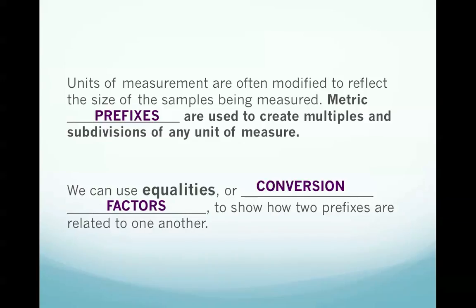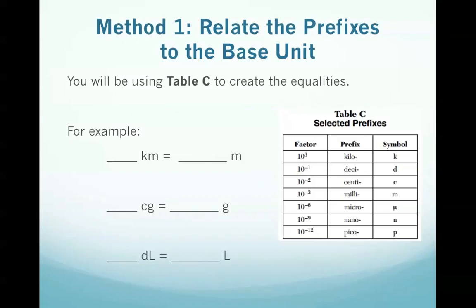So in the previous lesson, I gave you all the equalities that you needed. Here you're going to be creating them using Table C, which is a good skill to be able to have, so you can use that on tests and on the Regents exam. So the first method is to relate the prefixes to the base unit. And then I'm going to show you one where you simply relate the prefixes directly to each other. But some students prefer one over the other, and you just have to find which one works best for you and stick with it. So we're going to use Table C.